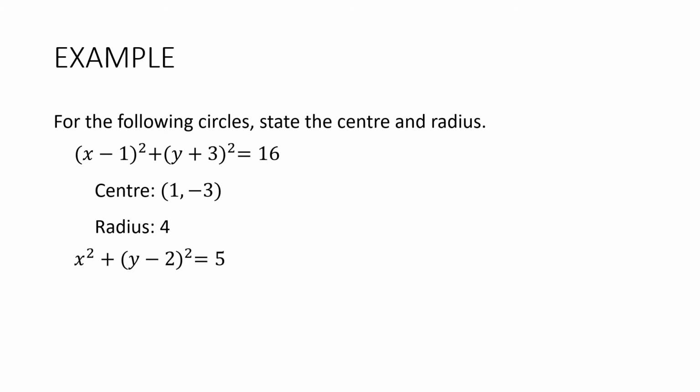Here's another one. What makes 0 here? 0. What makes 0 here? 2. Our center is 0, 2. And the radius is just the square root of 5. And we're going to leave it like that.